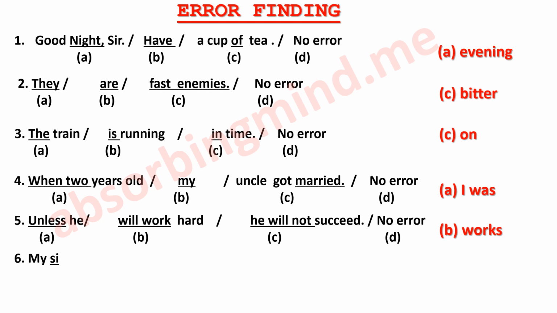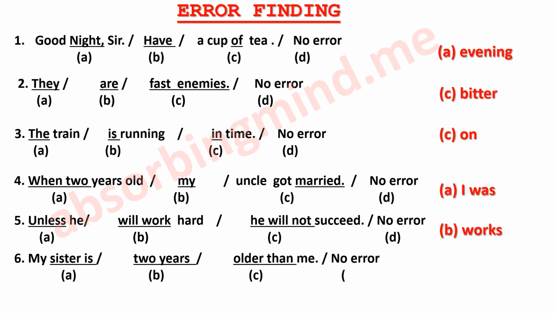The next example is my sister is 2 years older than me. Again the sentence has been divided into parts A, B, C and D. Now in this sentence it should be elder to. Why? Because for brothers and sisters older should not be used. So the correct option is elder to. My sister is 2 years elder to me.